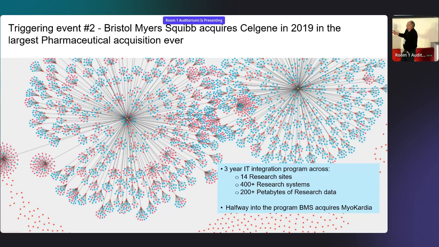That's right. So 14 research sites, 400 plus IT systems, 200 plus petabytes of data. This graphic didn't come from that, but I thought it was kind of cool looking, these two very large organizations connecting. And oh, by the way, halfway through it, we decided to acquire another company, which just threw it all into a complete tailspin. But associated with that was $140 million of investment to bring these two organizations together.